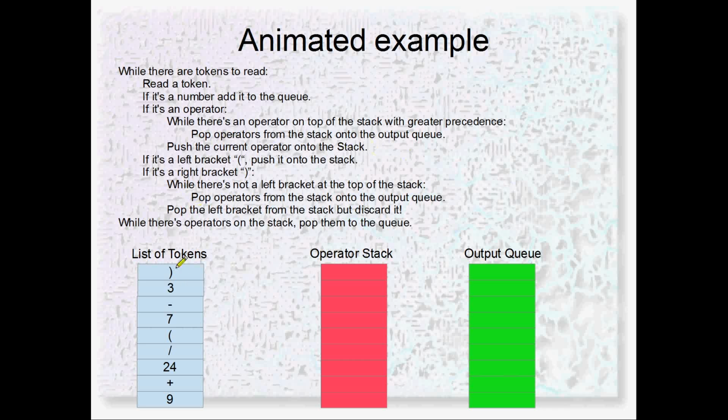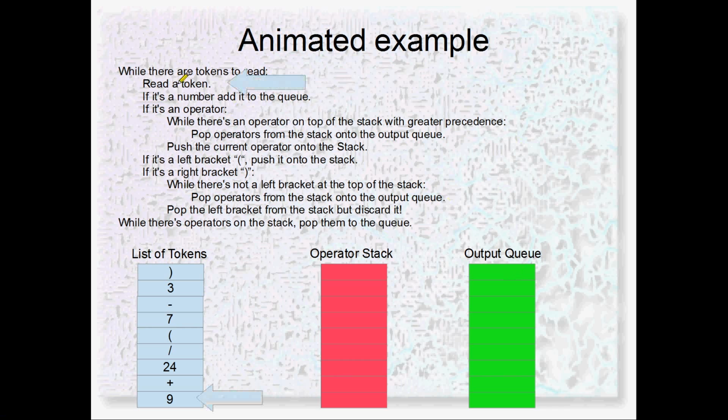Here we go. So here's my array, my list of tokens in infix notation. Read it from the 9 down here upwards. So 9 plus 24 divided by, open brackets, 7 minus 3, close brackets. That's the same infix notation expression from earlier. I've got an operator stack just here, which is going to fill up from the bottom to the top. And I've got my output queue just here, which is also going to fill up from the bottom to the top.